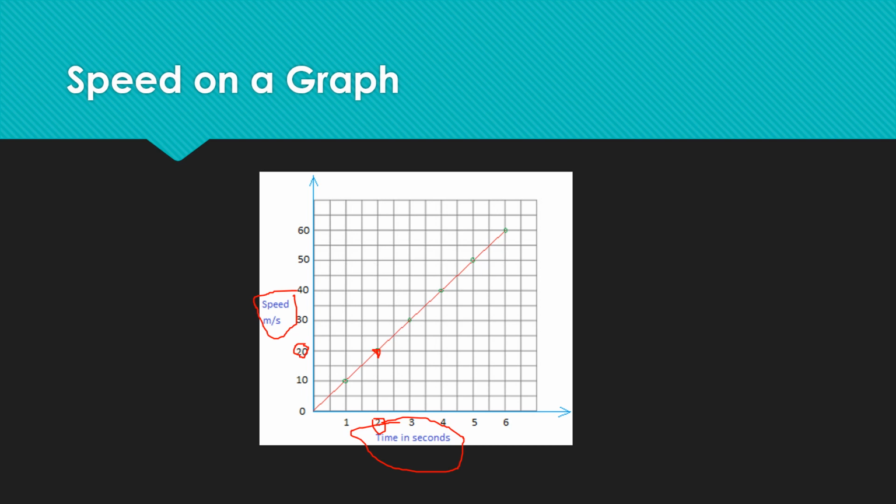So we will look at this example graph and we'll also look at examples where it has distance and time and we can calculate the speed at that exact time, but we're going to do some of that work in class calculations.